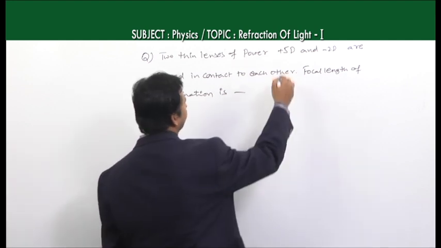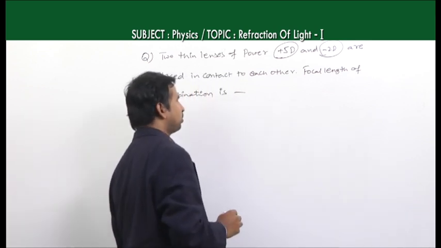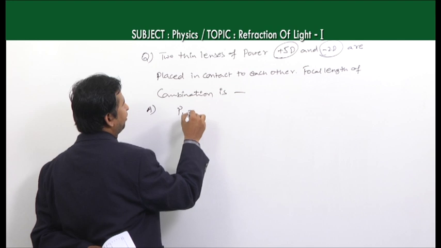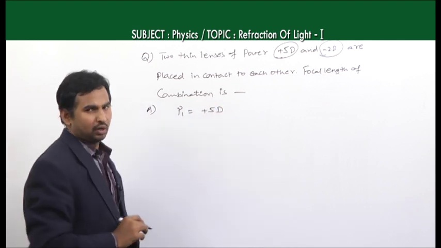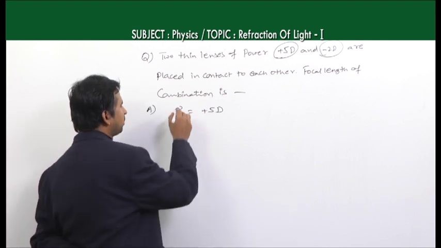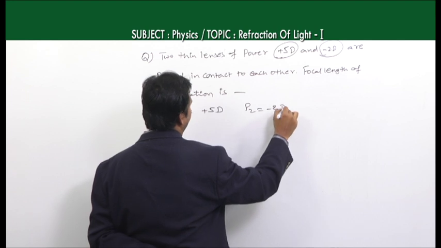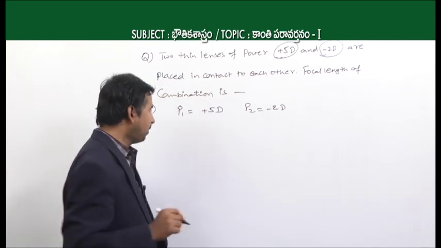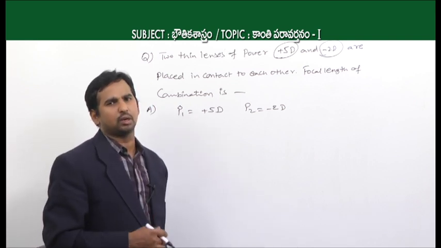Now given here, two thin lenses have the powers plus 5D and minus 2D. So plus 5D is one of the powers, and another one is minus 2D. Here power P1 is plus 5D, which represents a convex lens, and the next one has power P2 equal to minus 2D, where that minus represents a concave lens.